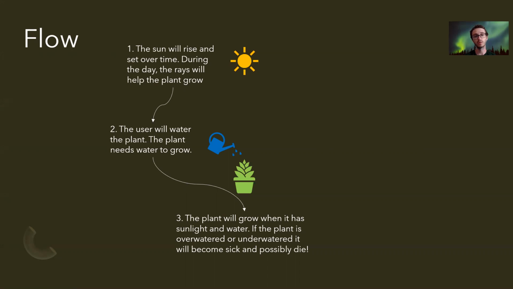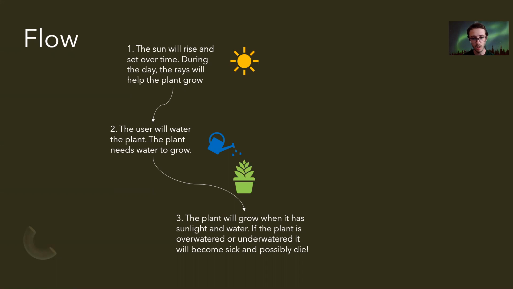The user will be prompted to water the plant a few seconds after the system starts. The plant will start out with zero water, and then it will become sick after about 30 seconds of not being watered, or it'll become sick immediately if it becomes overwatered. You can water a plant up to 10 times. The plant will consume water at about 5 seconds per tick.